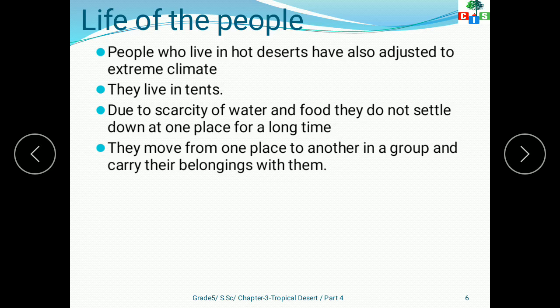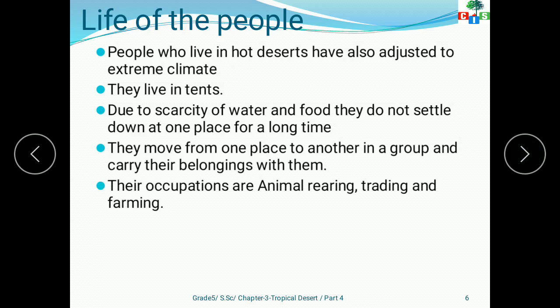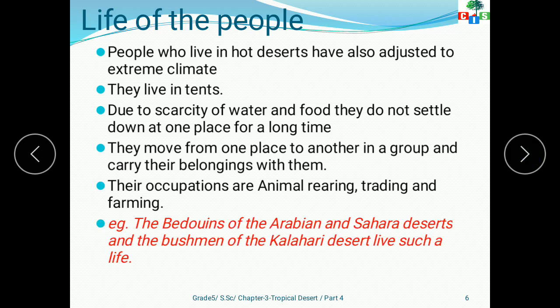Now, what are their occupations? They generally do animal rearing, trading, and farming. The Bedouins of the Arabian and Sahara Deserts and the Bushmen of the Kalahari Desert live such a life. So this is all about the life of the people who live in tropical deserts.